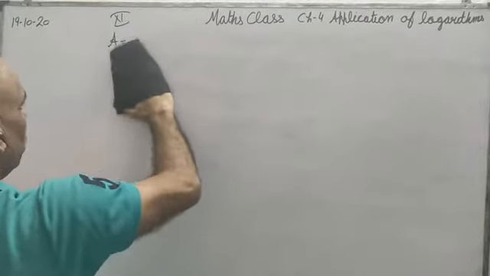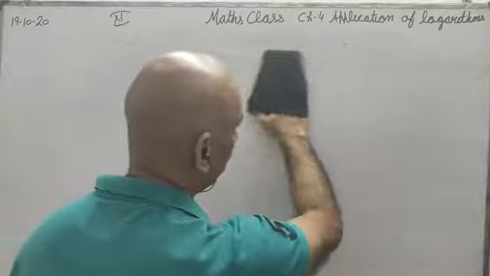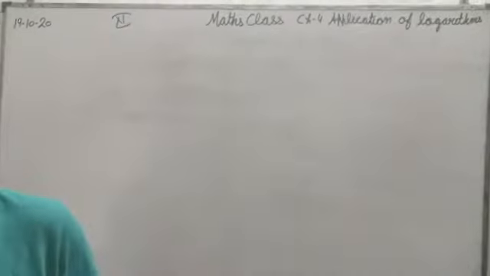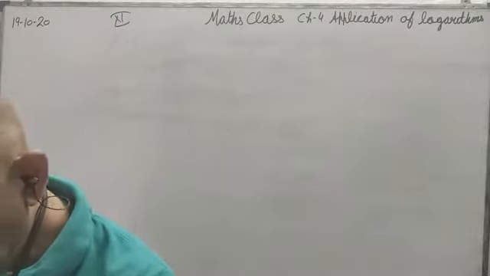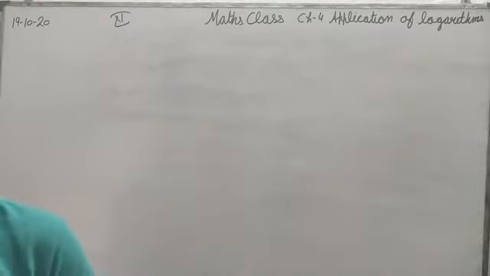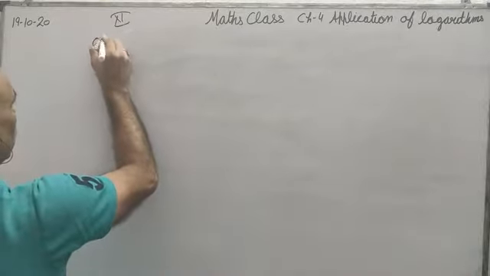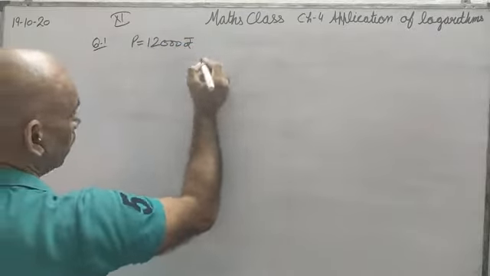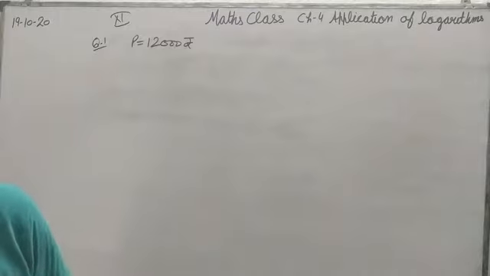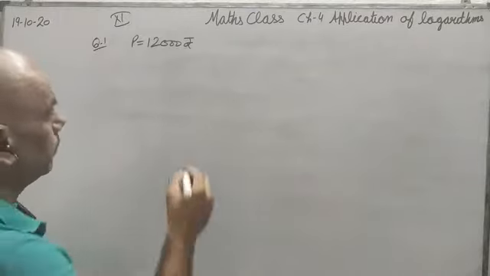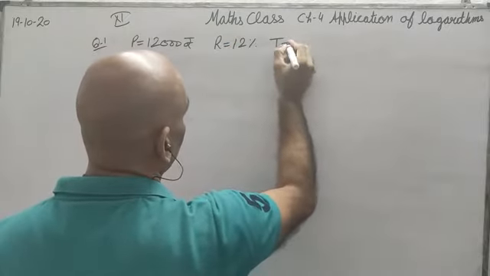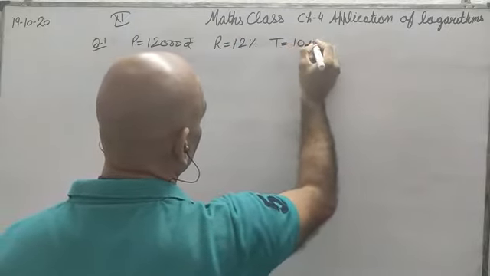You have already solved the questions of compound interest. Now our aim is how we will use logarithm in this. For example, the first question says: find the compound interest on rupees 12,000. 12,000 is the principal, for 10 years at the rate of 12%. Rate is 12%, time is 10 years.